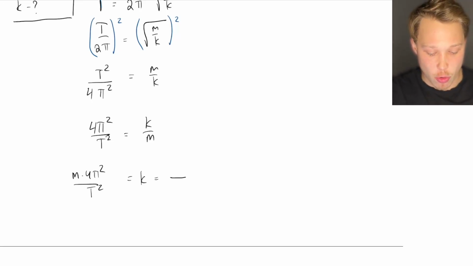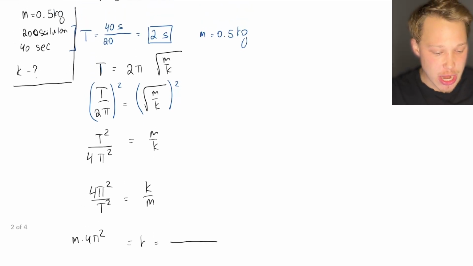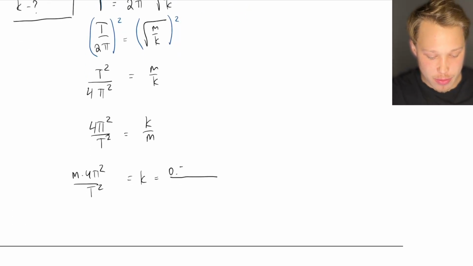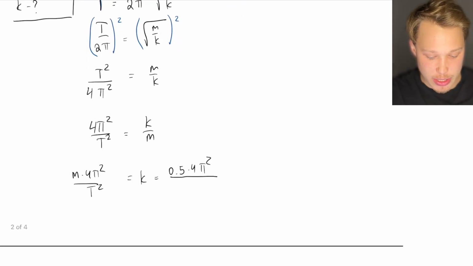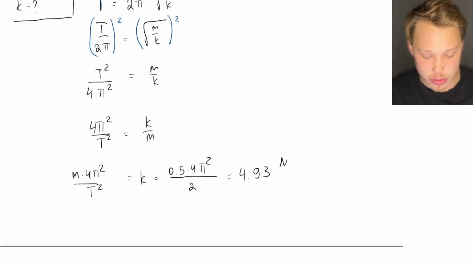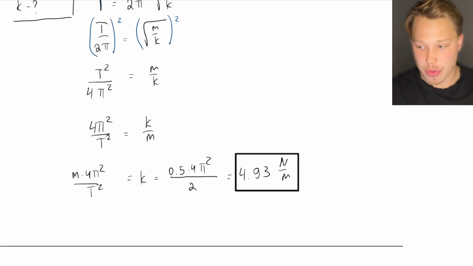So let me plug in all the variables and just get a numerical answer. m is 0.5. Period is, we got 2 seconds, so 2. So k should be 4.93 newtons per meter as our final answer. Here you go.